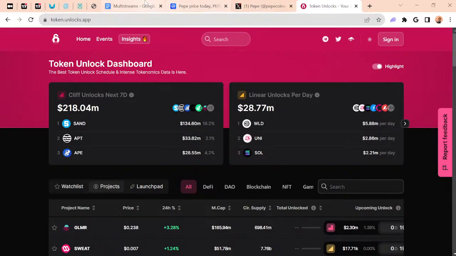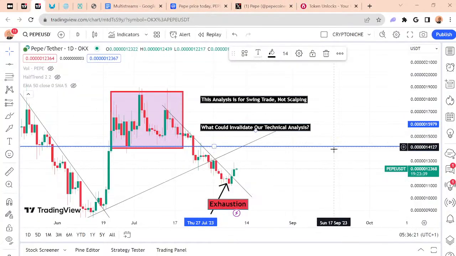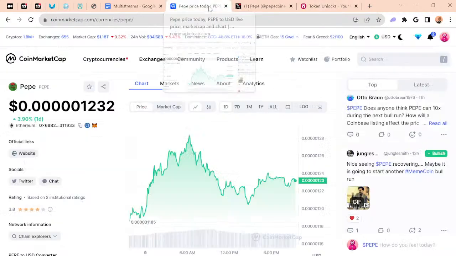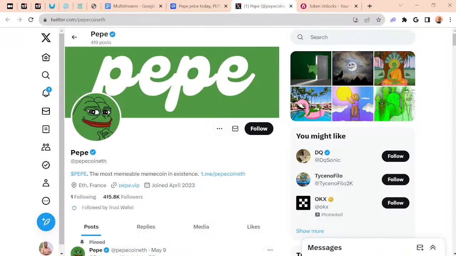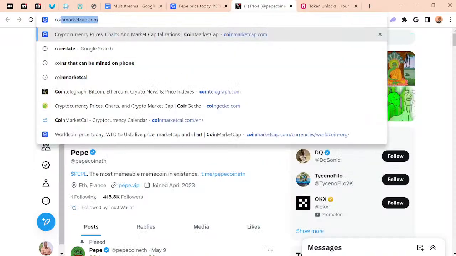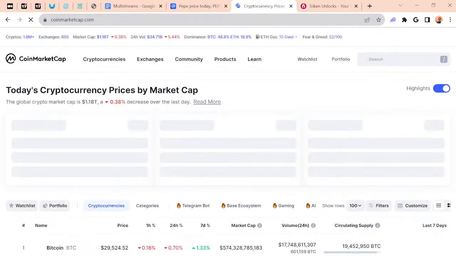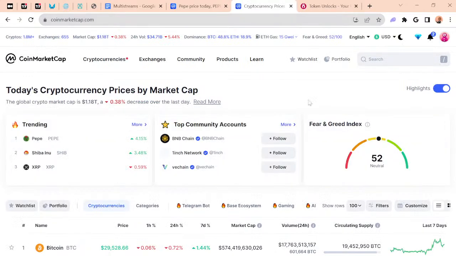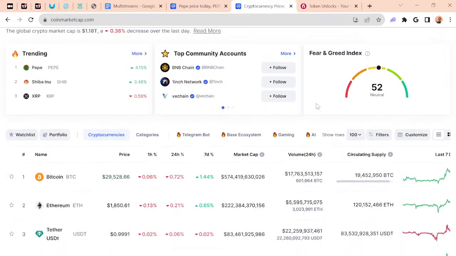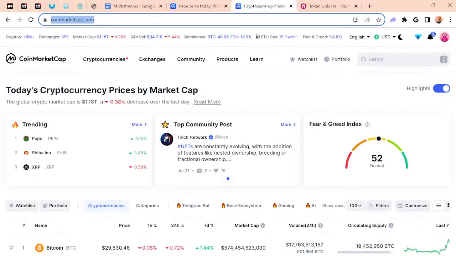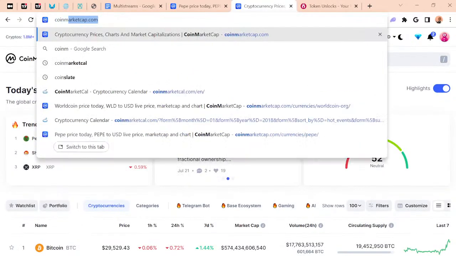All right, so going back to the chart, we don't have news, we don't have upcoming events. Or let me check on market cap if there's anything we could find on that. Let me check coinmarketcap.com. Oh, sorry. I wanted to check the coin market calendar.